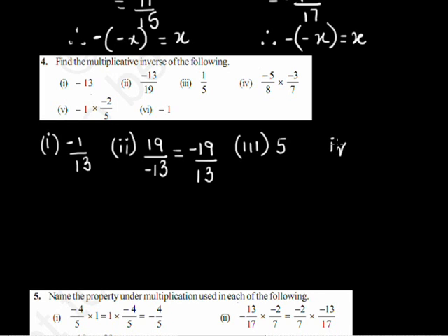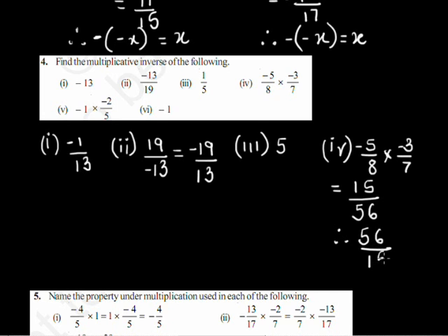If I come to the fourth part, first I have to simplify minus 5 upon 8 into minus 3 upon 7. So first of all, I have to do the multiplication, that means minus 5 into minus 3, that is 15, and 7 into 8, that is 56. Now 15 upon 56. Now I have to find the multiplicative inverse of 15 upon 56. So the answer will be the reciprocal of 15 upon 56, that is 56 upon 15.